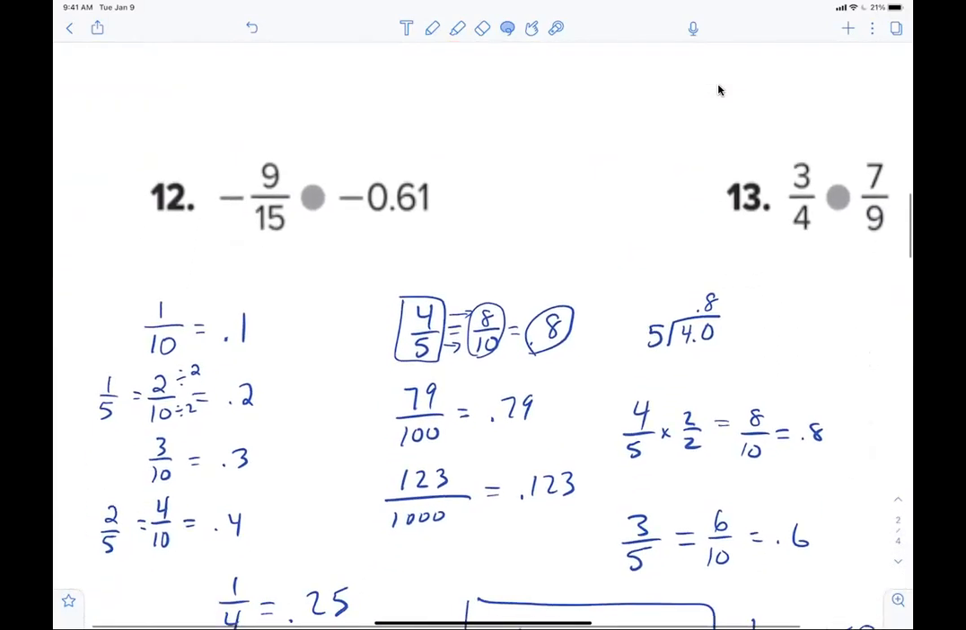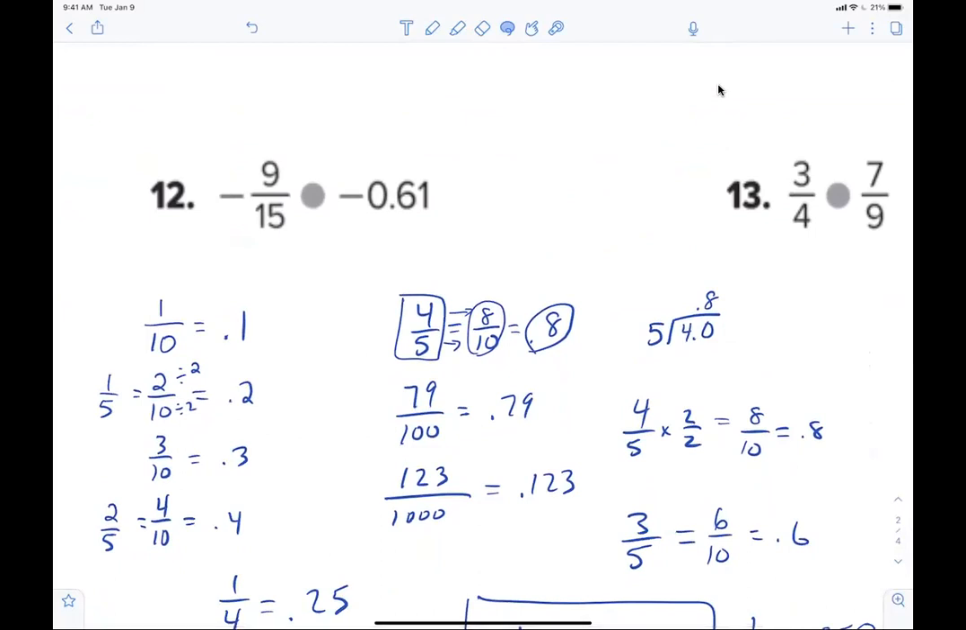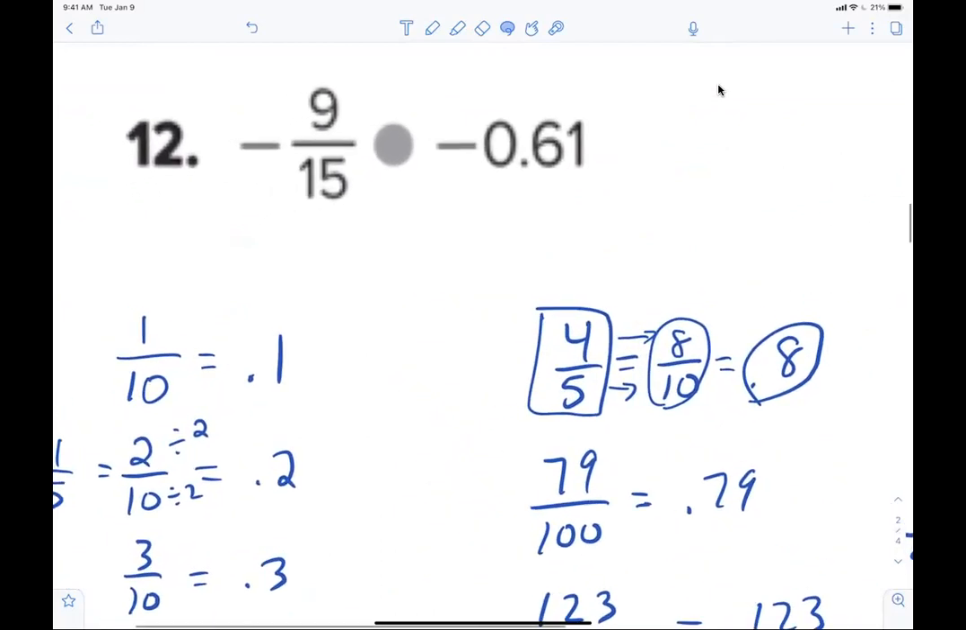Okay. So now, here we go. 9 out of 15. Can anybody see I can reduce that, right? I can divide by what? 3. So what's 9/15 reduced to? Yes. Right, look how easy that is now. And what's 3/5 as a decimal? Negative 0.6 compared to negative 0.61.